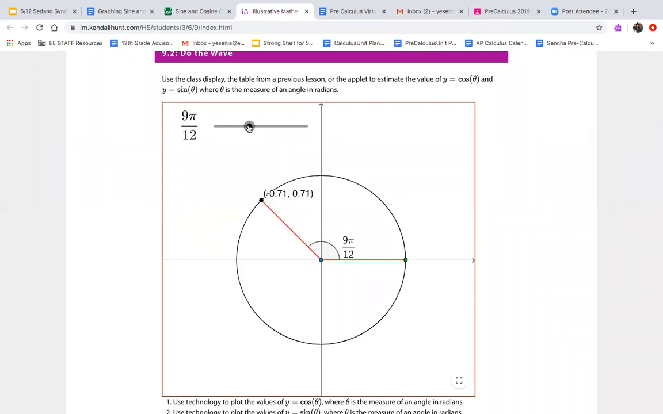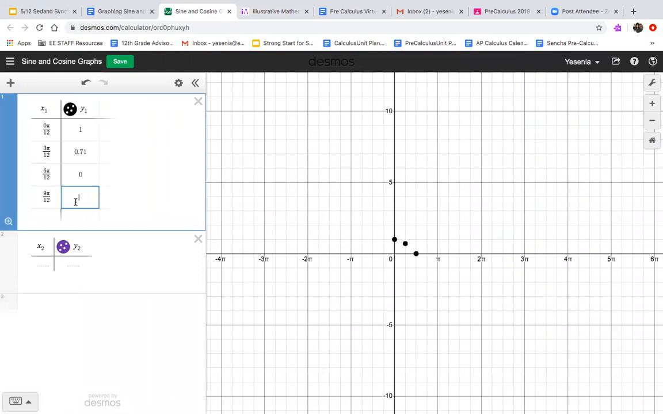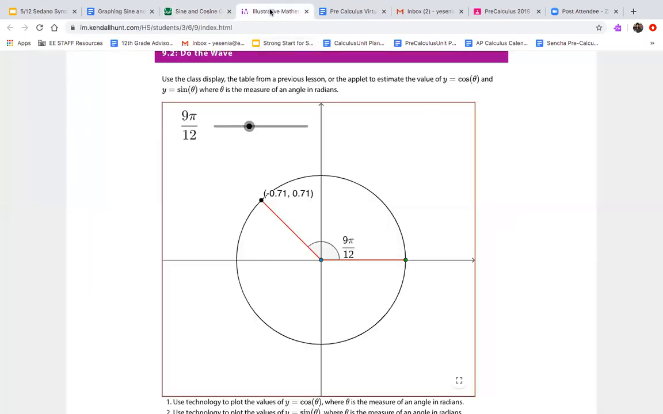So I'm going to go again somewhere in the middle of this quadrant. So when my radian measure is 9 pi over 12, my cosine now is negative 0.71. So 9 pi over 12 is now negative 0.71. Okay. And then we keep going. So now I'm going to choose all the way down here. So now when my radian measure is 12 pi over 12, my cosine is -1.